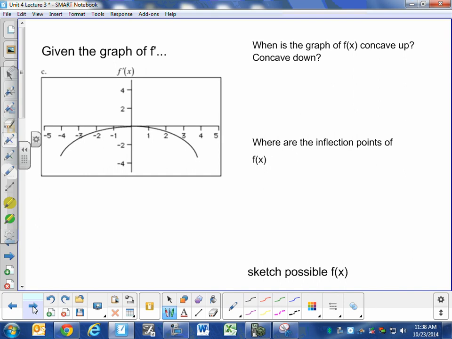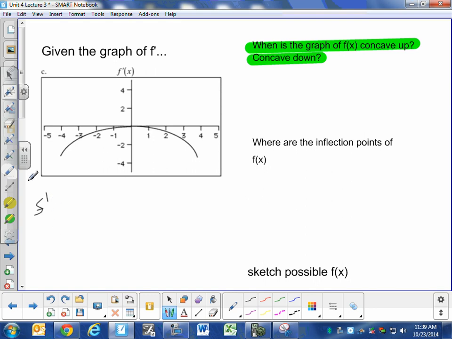Okay, so sketch this graph. And the first question is, when is the graph of f concave up or concave down? Given that's the graph of f prime. Okay, well, don't copy this down. This is my thought process when I was dealing with extrema.